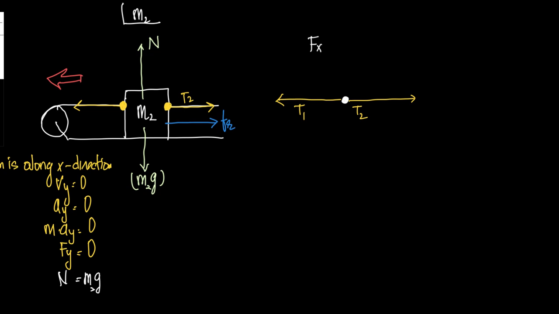And what else is acting? We also have the friction force Fr, which is acting towards the right. Now, what is the net direction of motion? The net direction of motion is towards the left. So consider all the forces acting along the direction of motion, which means there's only one force here, which is T1. So T1 is acting along the direction of motion. Therefore, T1 should be taken as positive.